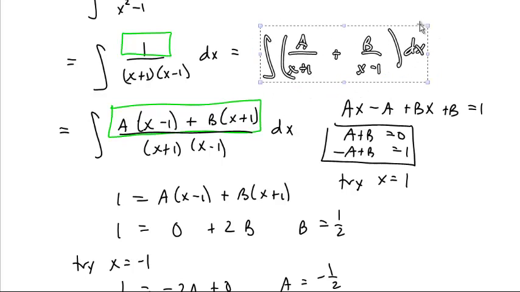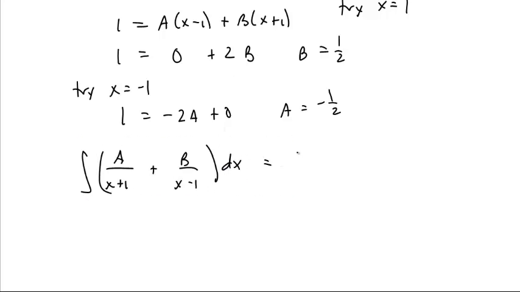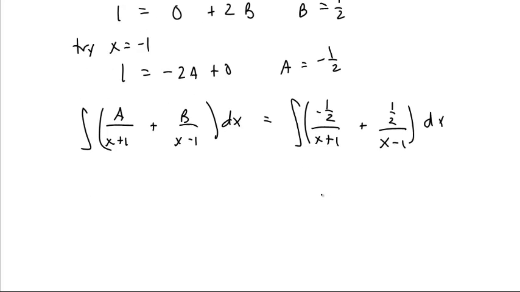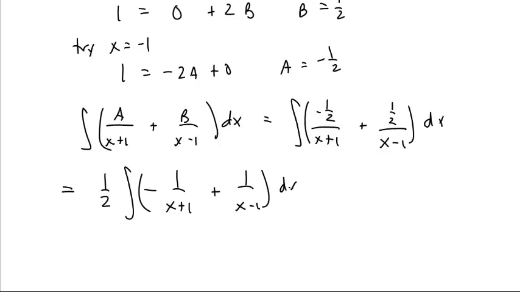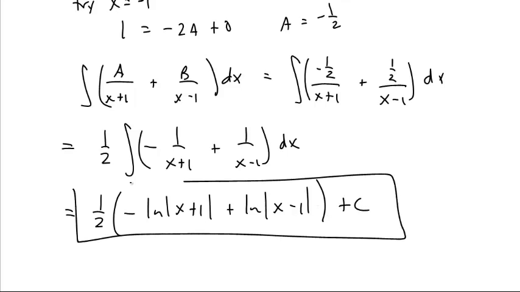There's so much in between. I will copy this down like so. And so this is what? Negative 1/2 over x plus 1 plus 1/2 over x minus 1 dx. I'm really tempted to just pull the 1/2 out front. 1/2 times minus 1 over x plus 1 plus 1 over x minus 1 dx. And this isn't so bad. This is 1/2, and again, minus the natural log absolute value of x plus 1 plus the natural log absolute value of x minus 1 plus c. Yay!